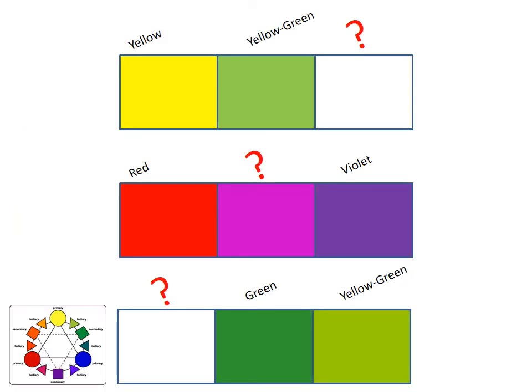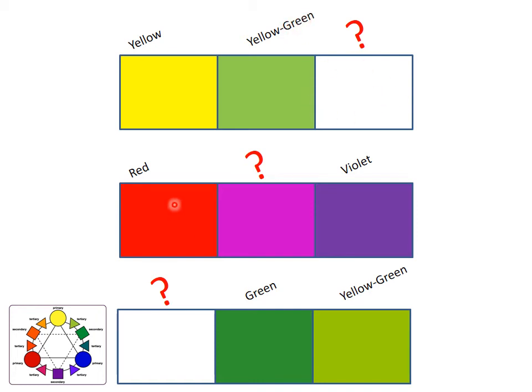In this slide, we're looking for the missing color. Can you fill it in? In the first example, you have yellow, yellow-green, and what would come next? You can look up here at the tertiary color's name and see what two colors came together to make this tertiary, yellow and green. So the next example here would be green.